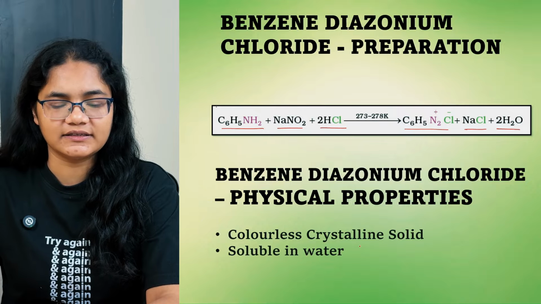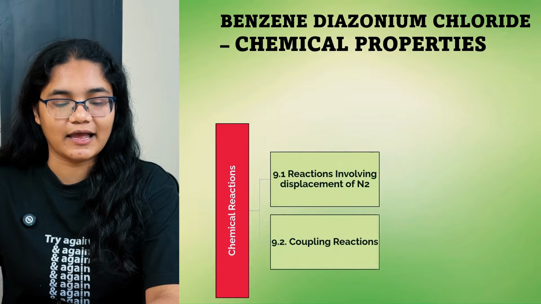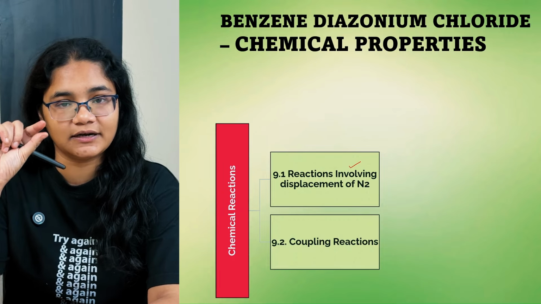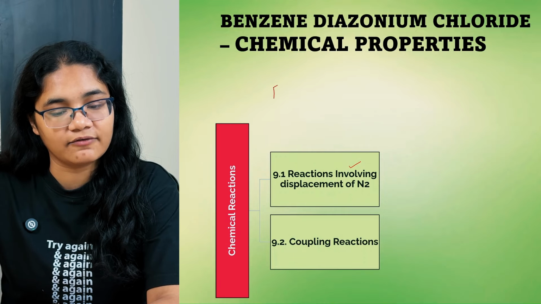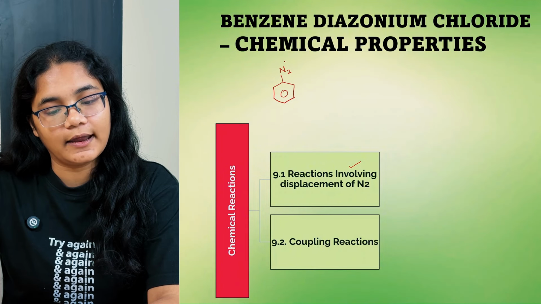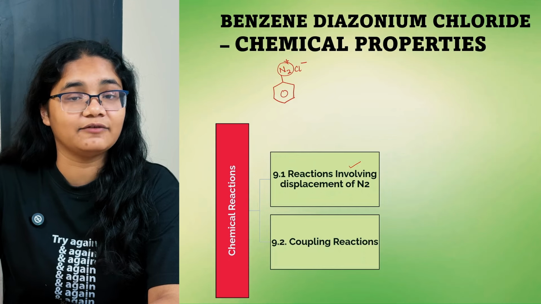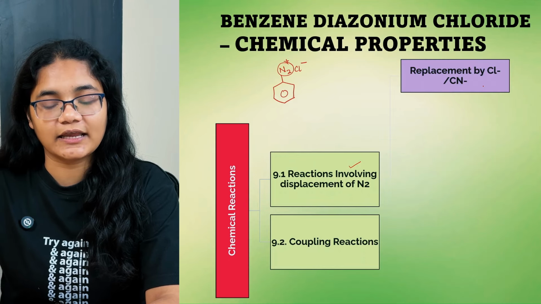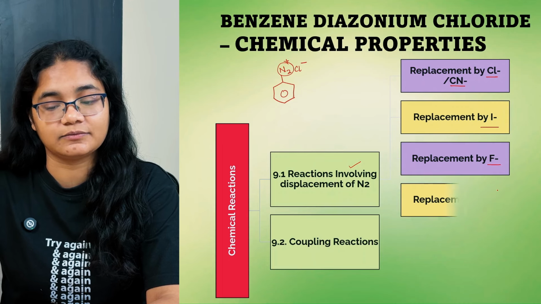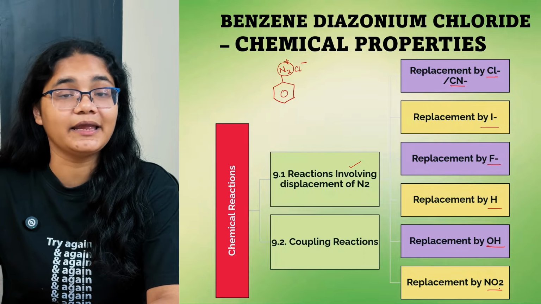Now the physical properties here are like colorless and its solubility. Now if I talk about the chemical reactions of benzene diazonium chloride, the first ones we will see are those reactions where there is a displacement of the N2 group. Means you have this group, right? You have here N2 plus and Cl minus. So this N2 plus is replaced, by which reactions, that we will see. So first I can replace with Cl minus and CN minus, then I have replacement by I minus, replacement by F minus, replacement by H, replacement by OH, and replacement by NO2 group.